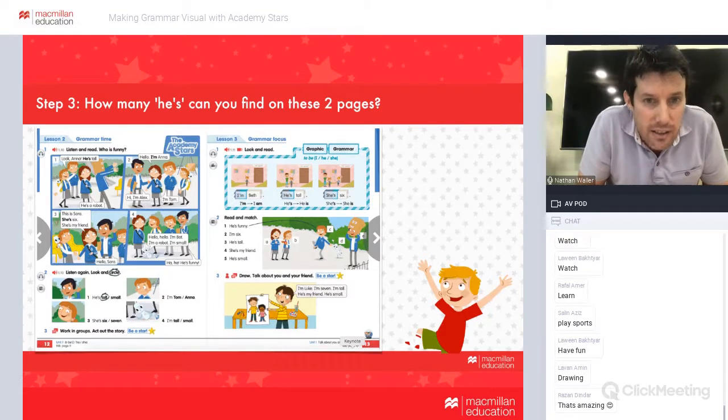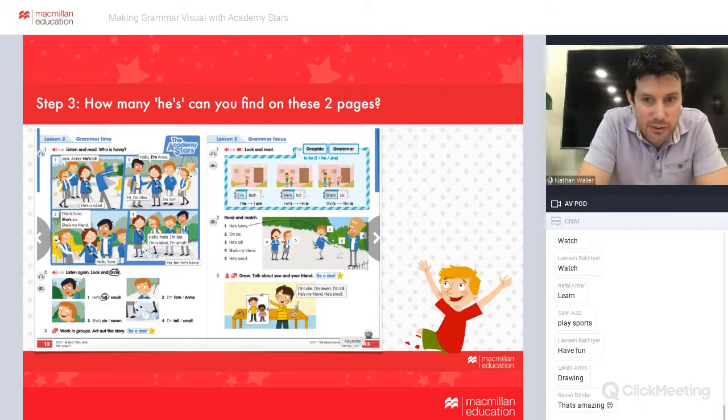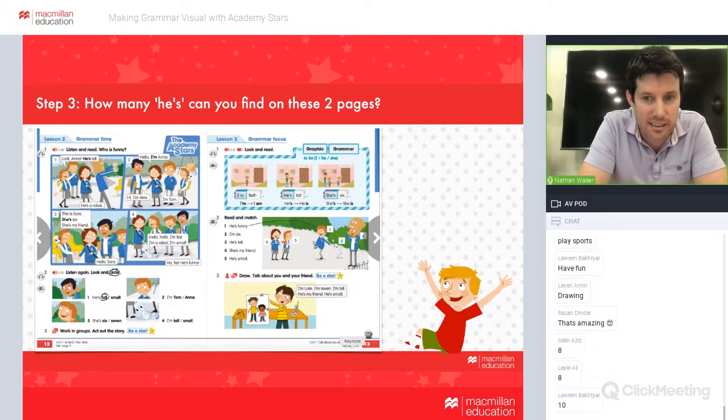Who's the first person that can count them all? I will do it as well. Who's going to be the first person? You're faster than me, probably. Sorry if it's a bit small. How many he's on 2 pages? 8, 10. No, you're all incorrect so far.